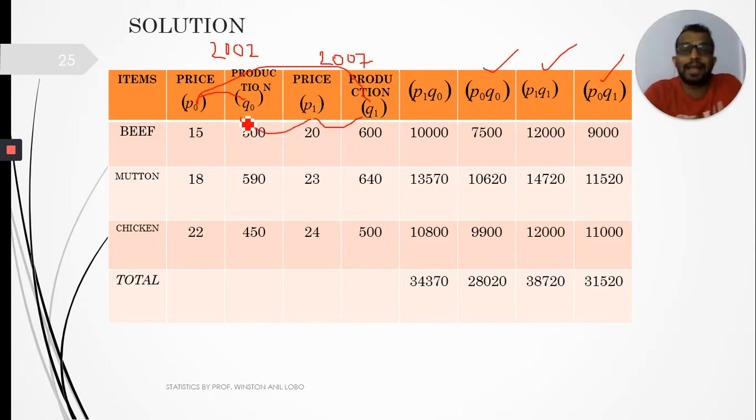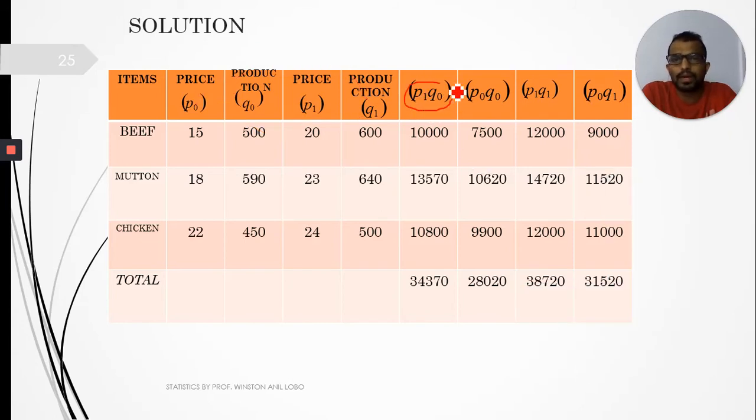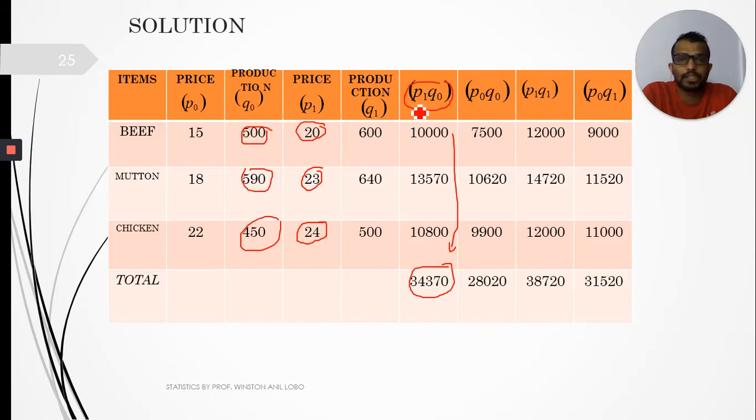Wherever we have different types of price into quantity, we need to multiply. So this is, students, price of the current year into quantity of the base year. This is P0 Q0, P1 Q1, P0 Q1. Multiply and you need to find the answers. How to multiply, students? Let me just tell you. P1 Q0. How to get these answers? Multiply these numbers. P1 into Q0: 20 into 500, 23 into 590, 24 into 450. You will get these answers and then do the total of it. The total will be called as summation P1 Q0.